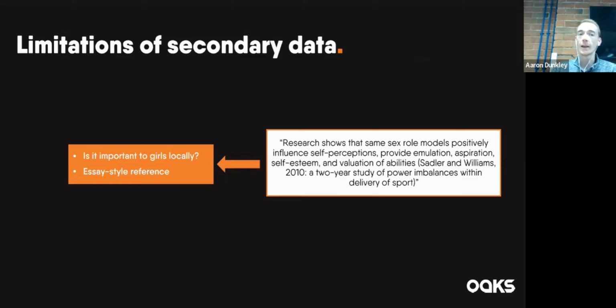Also, unless the funder specifically asks for it, we would recommend avoiding essay-style references in applications, just because a lot of funders have maximum word counts or character counts, and that takes up a lot of it. It makes it feel like a dissertation. So yes, you can reference the source of information, but maybe not in a full essay-style reference.